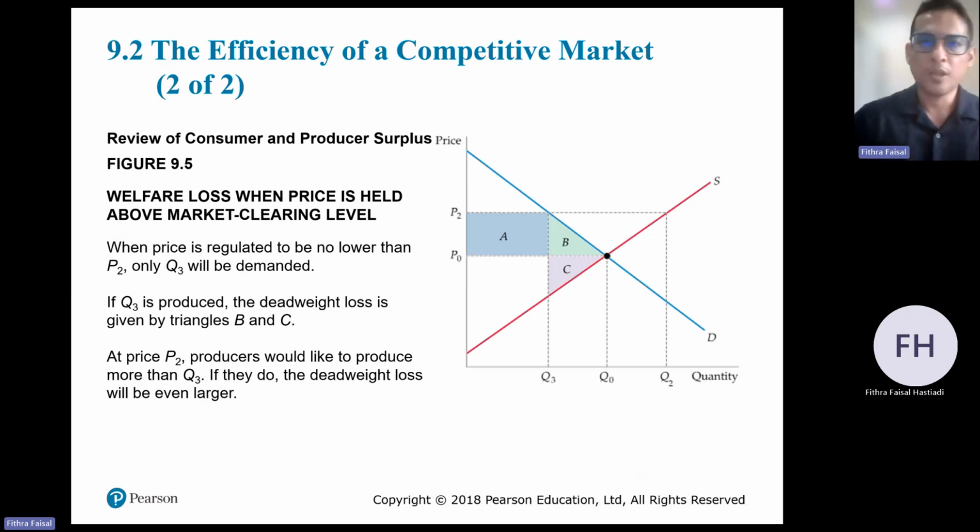So the government incentivizes the producers by setting a higher price over here, P2, right? And then the price is regulated to be no lower than P2. So as a result, the demand should drop from Q0 over here to Q3. And it's actually taking away the consumer surplus. The area below the demand curve, A and B, is consumer surplus.